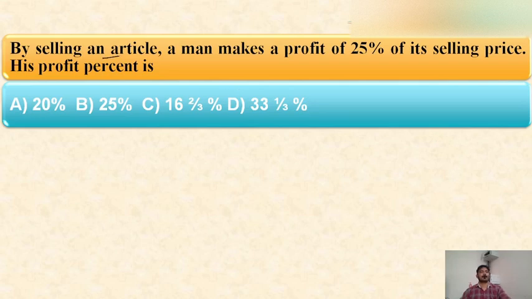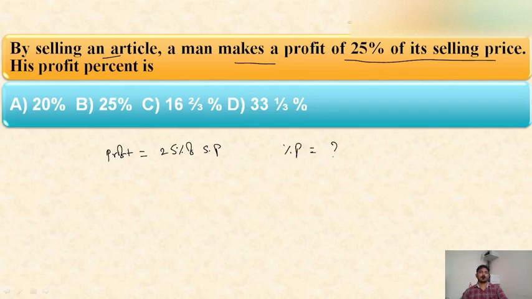By selling an article, a man makes a profit of 25 percentage of its selling price. So the profit is equal to 25 percentage of the selling price. Then we need to find the profit percentage value. Sir, it is already given in the question that the profit is 25%, then what is the point of solving this question? Some may think that.